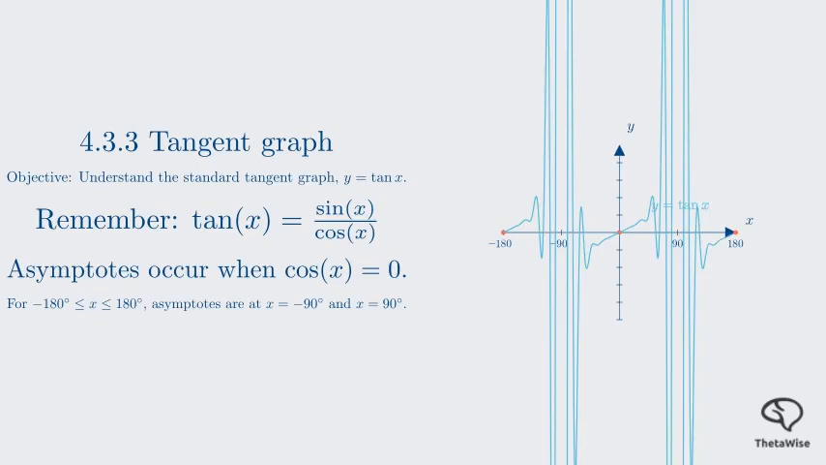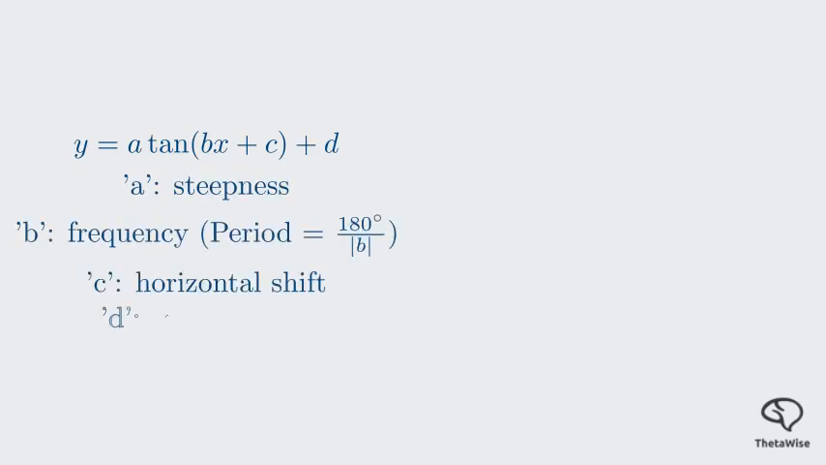the asymptotes. Let's talk about the parameters a, b, c, and d for the tangent graph. The document states that they affect the tangent graph in the same way they affect the sine graph. So A changes the steepness of the curve. A larger A means a steeper curve. B changes the frequency and period. The period of tangent is 180 degrees, so the new period would be 180 divided by B. C is the horizontal shift, and D is the vertical shift. We will explore some of these effects in a later example.